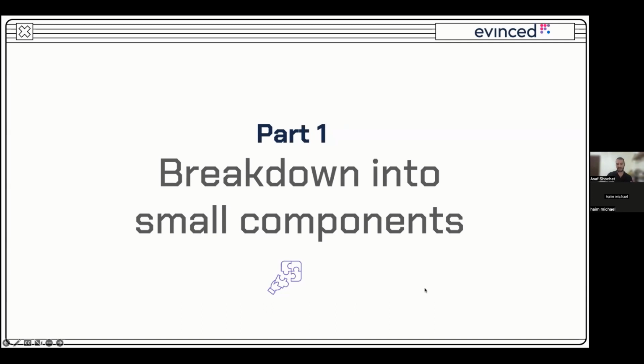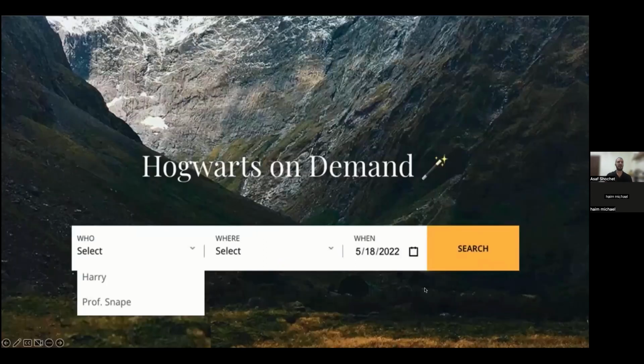Okay, so let's dive into the first part, which is break down into small components. Let's say I have an application called Hogwarts on Demand. It's an amazing site. I wish it was real. The idea is that we're going to build a service that you can book a Harry Potter character, invite them into your house, into your daughter's party, into your son's bar mitzvah or whatever, and they come, they give you a visit, you pay them some money, and that's it. So you book them on demand.